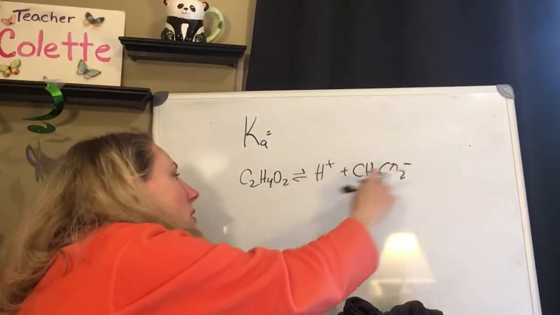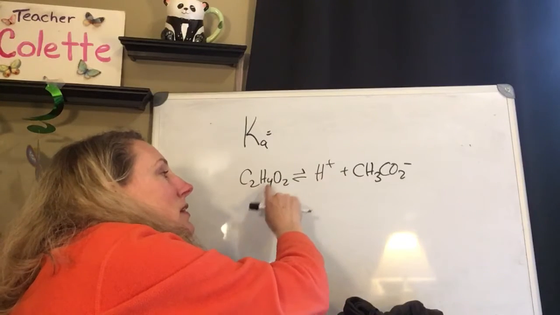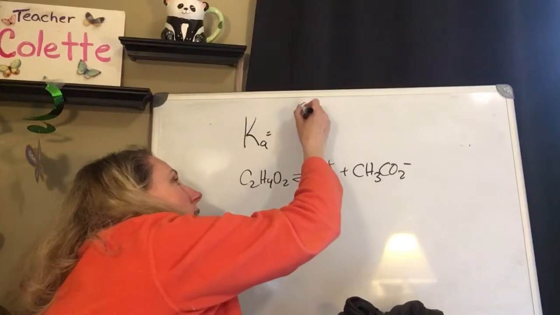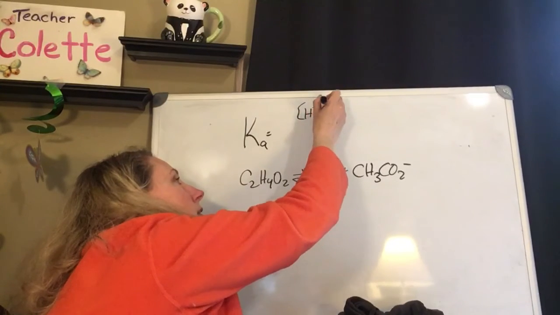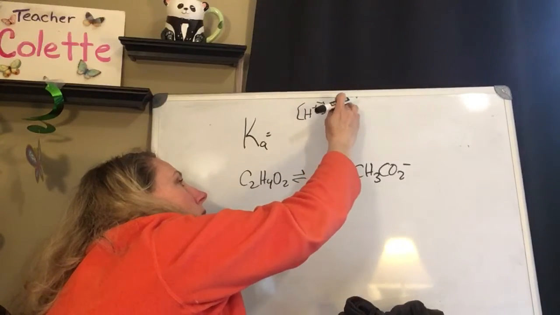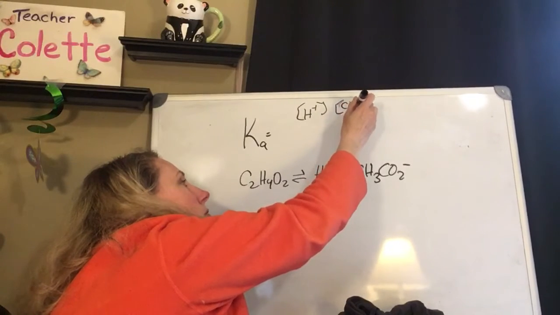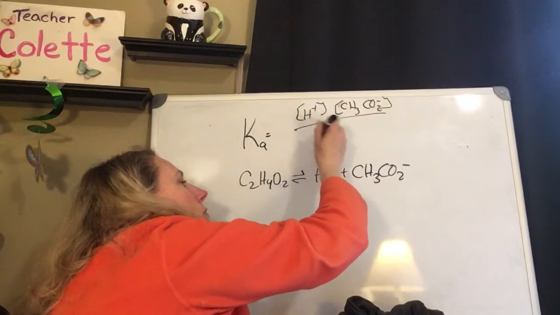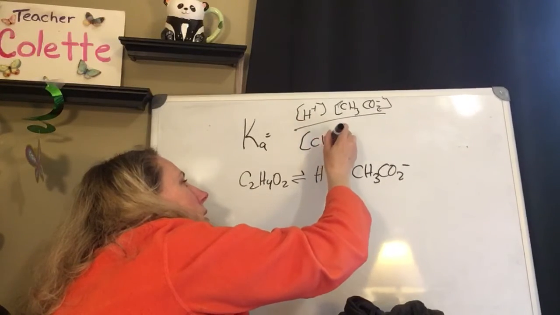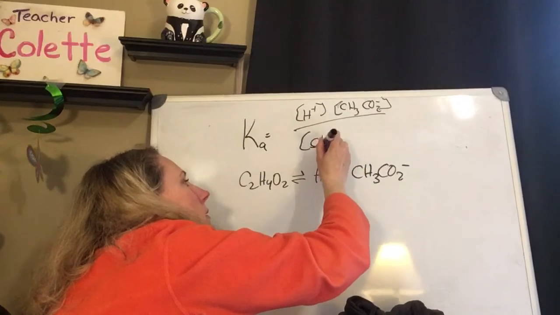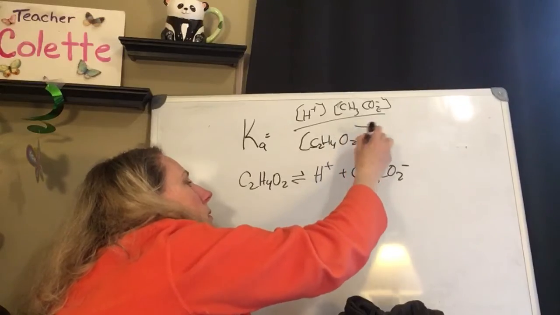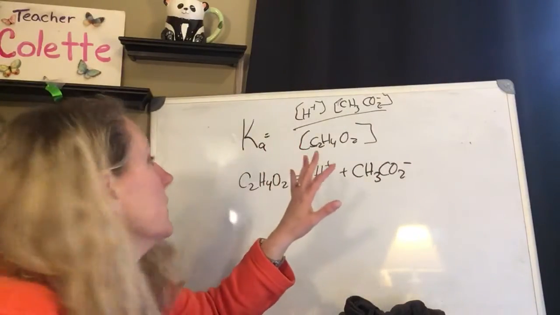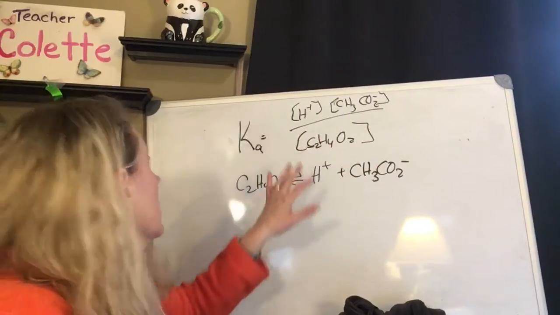So this is telling you, remember, an acid donates an H, and so all you need to do is take the concentration of the products, CH3CO2, over the reactants, CH4O2. It's exactly the same thing as before. It's just a different way of looking at the numbers.